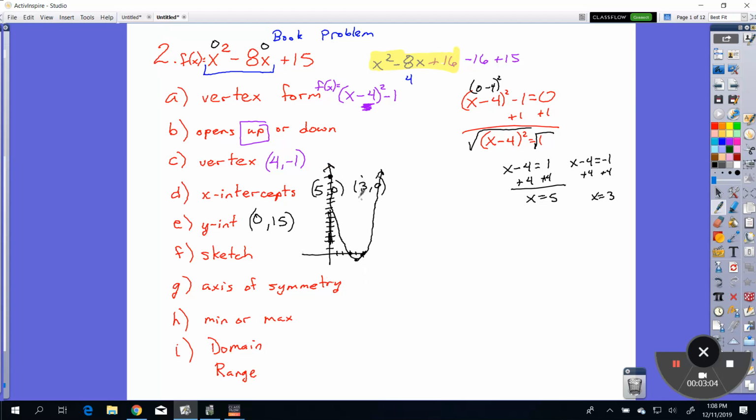Axis of symmetry, that would be this line right down the middle. And that's going to be the same as the x-coordinate of the vertex. So that's x equals 4. Because it opens upwards, this is a minimum, and that occurs where the vertex is. So there's a minimum at 4, negative 1. The domain: this thing goes left and right forever. So the left is negative infinity, right is positive infinity. The range: how far down does it go? Well, the lowest point is negative 1, and then it goes up forever. So that's question 2 out of the book.